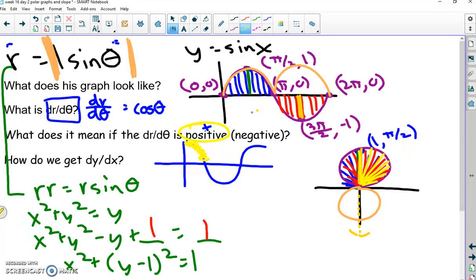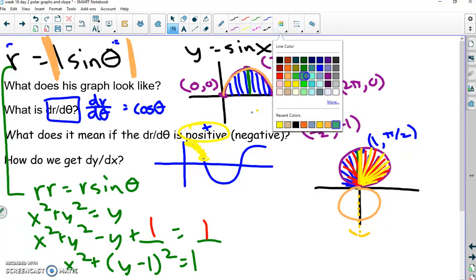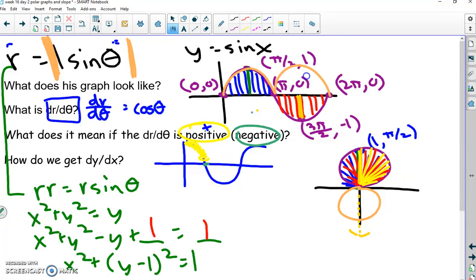Now look what happens here. Now my dr d thetas are what? Negative. So what happened to my radiuses? They decreased. So it's not about the slope of the tangent line at all. It's about the radius and how the radius is growing or shrinking. So it's the chomper's chain, how it's growing or shrinking. Good with that?